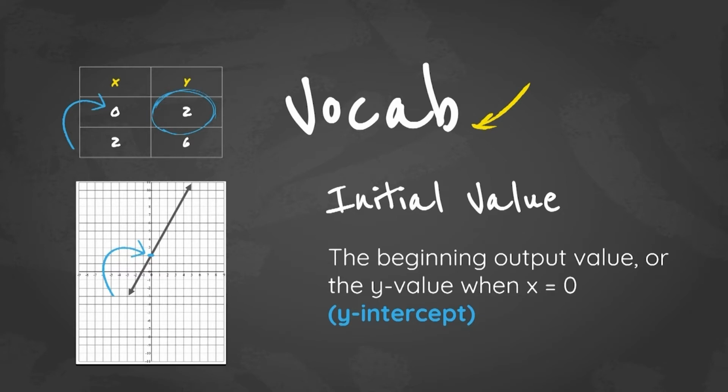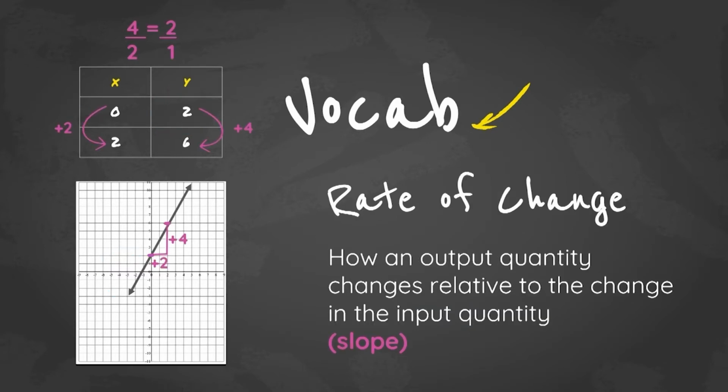The second term we need to know for this lesson is rate of change. This is how the output quantity changes based off of the input. How does the independent variable change the dependent variable? You might have heard of this as slope before in your previous classes. So again, looking at your table, you might have to look at how the y changes and how the x changes.